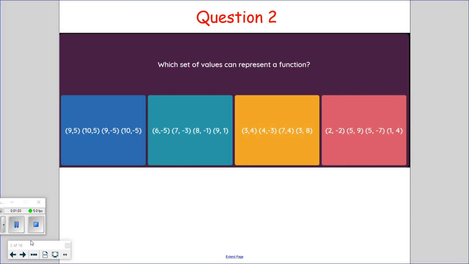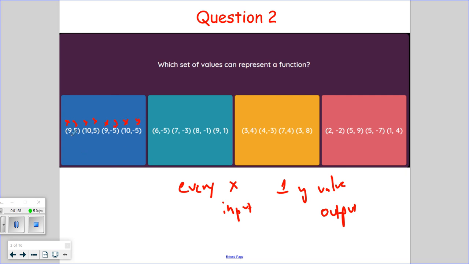Next problem. Which set of values can represent a function? So for every x, every x can only have one y value. Or for every input, you can only have one output. All right, so let's see. Here we have 9 and 5. So this is an x, this is a y, this is an x, this is a y, x and y, x and y.